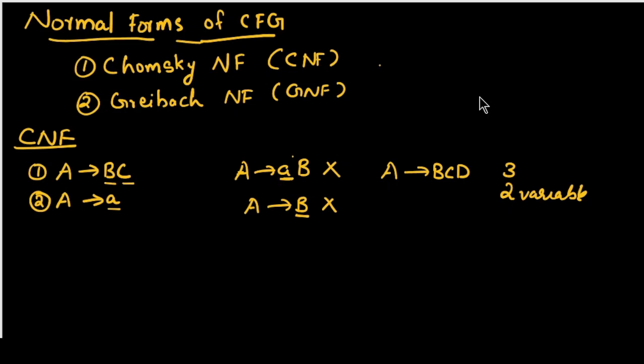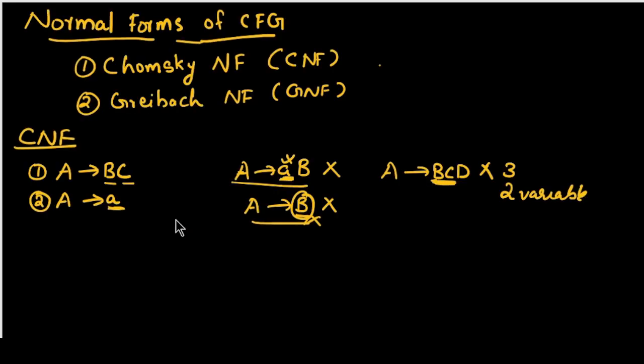This one is invalid, this one is invalid, this one is invalid. Why? Because instead of a variable we have a terminal, this is not allowed. And here, if it is a single thing, that should be a terminal, but instead of a terminal there is a variable, so this cannot be allowed. And here there are more than two variables on the right hand side, that is also not in the proper format. These are the things we have to keep in mind. These are the only two possible formats of the context-free grammar. Now we can see an example.